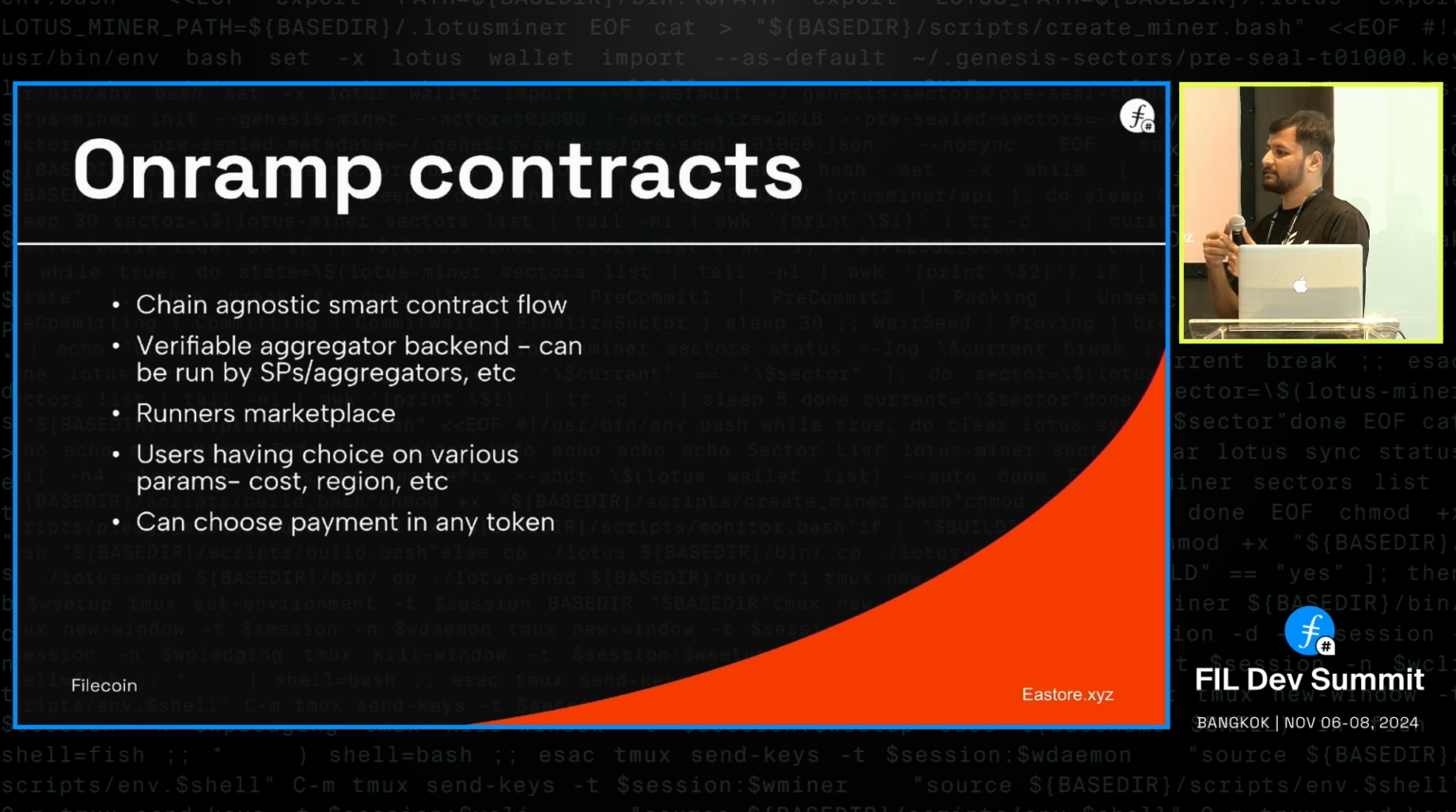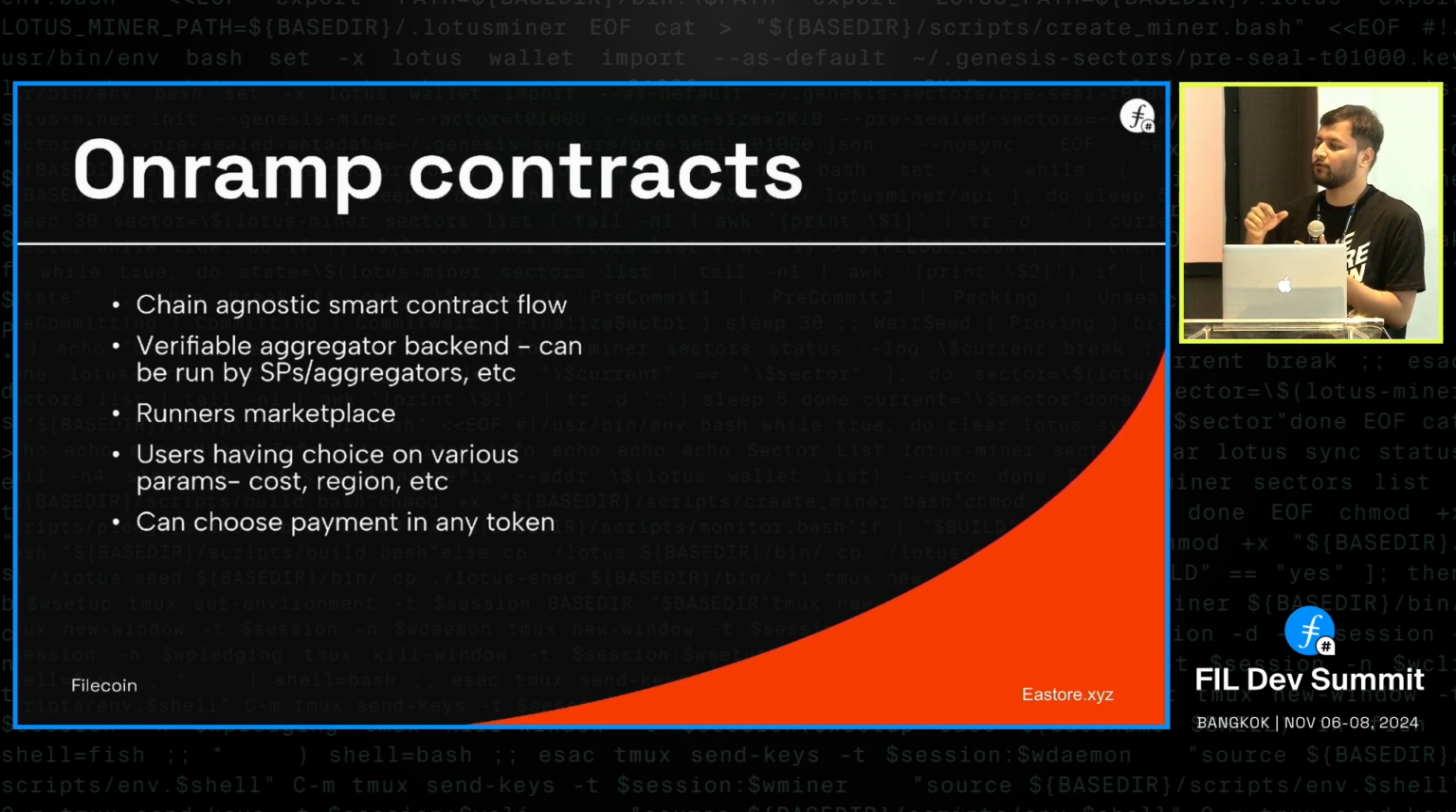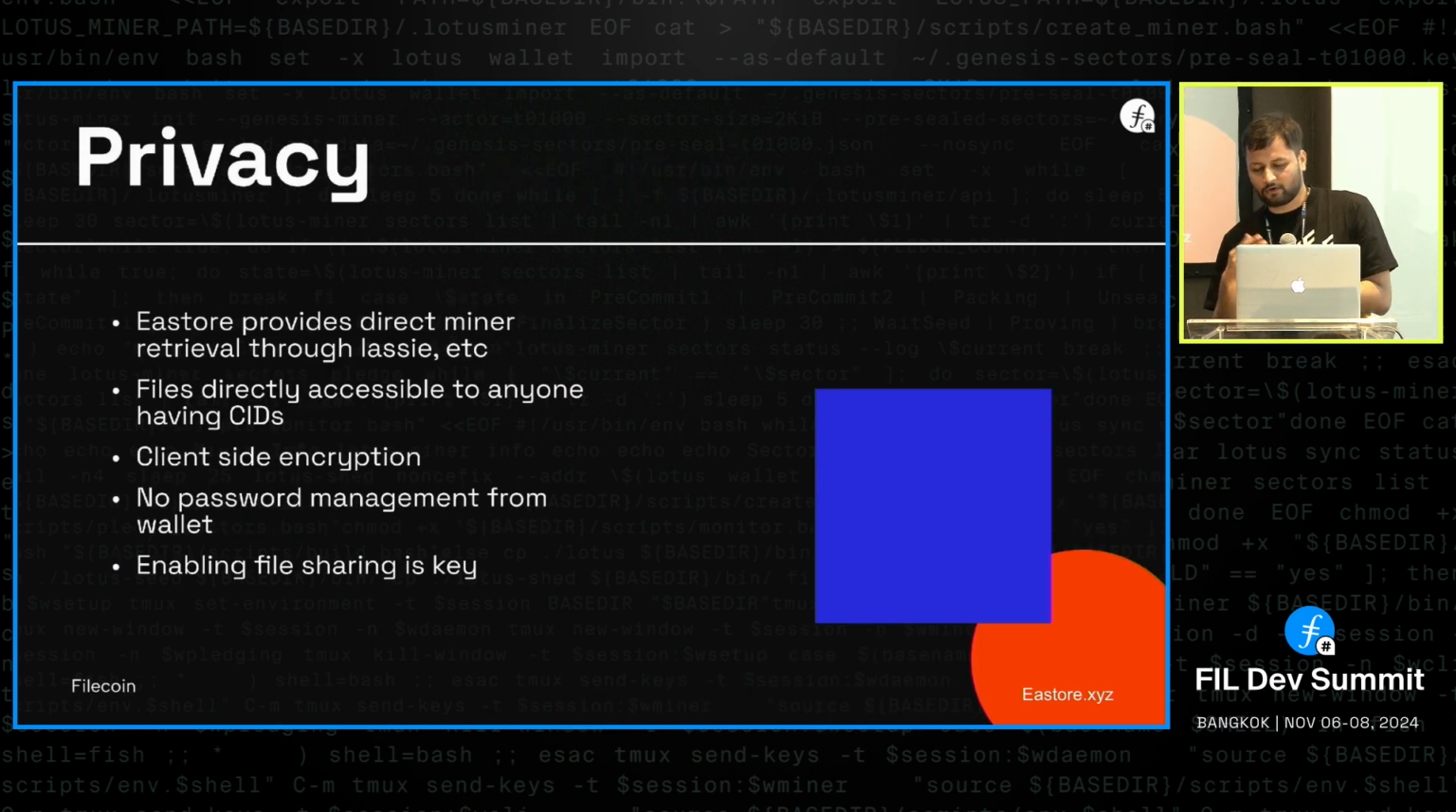Last thing, since it is a chain agnostic platform, I can also choose a chain from which I want to store. So if anyone wants to store from Matic or from Ethereum, they don't have to have a Filecoin token to do that. So these are the features that Onramp Contract provides.